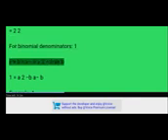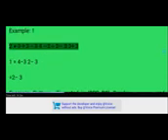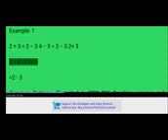For binomial denominators, 1 over (a plus root b) equals (a minus root b) over (a squared minus b). Example, 1 over (2 plus root 3) equals (2 minus root 3) over (4 minus 3), which equals 2 minus root 3.